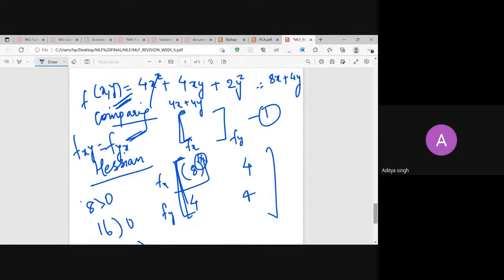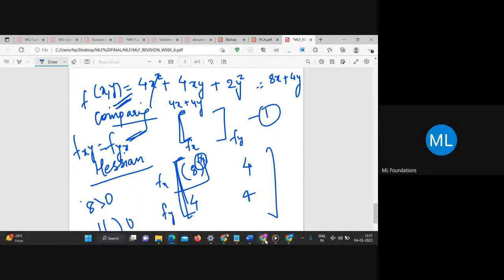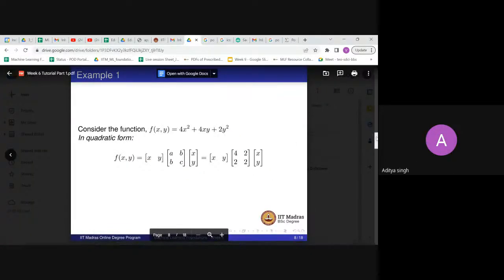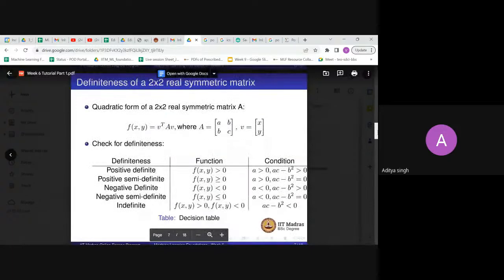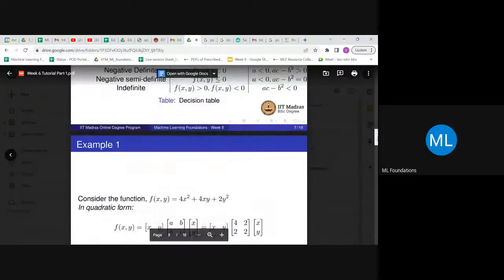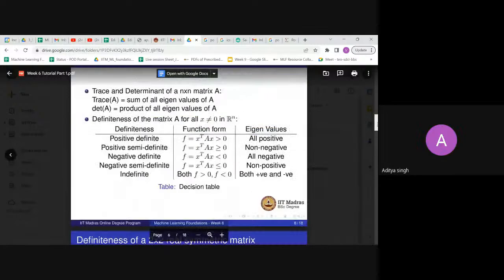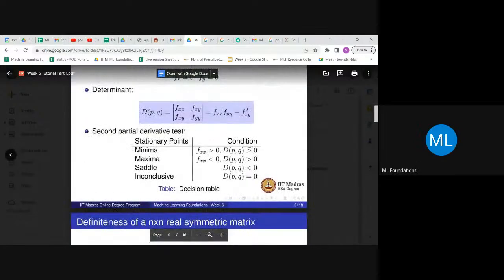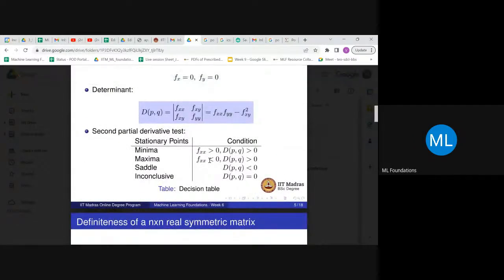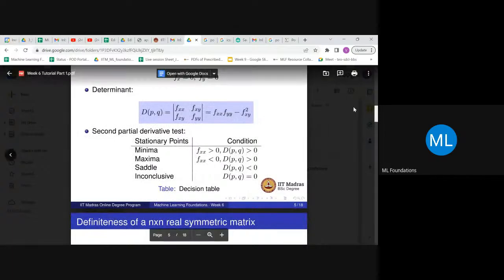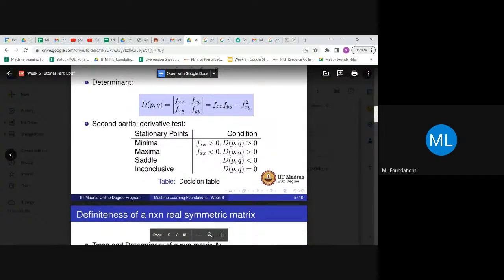Sir, we will see only the first element, right? If that is greater than 0. No. The first element, okay, you need to calculate the determinant also. I told you here, right? Yes sir. We will calculate the determinant, but we have to see the first element also, right? You need to see the first element also, whether that is greater than 0 or not. See here, if the determinant is positive and the first element is negative, then you are getting the maxima point. Otherwise, this is not positive definite for sure. Okay, I got it, sir.